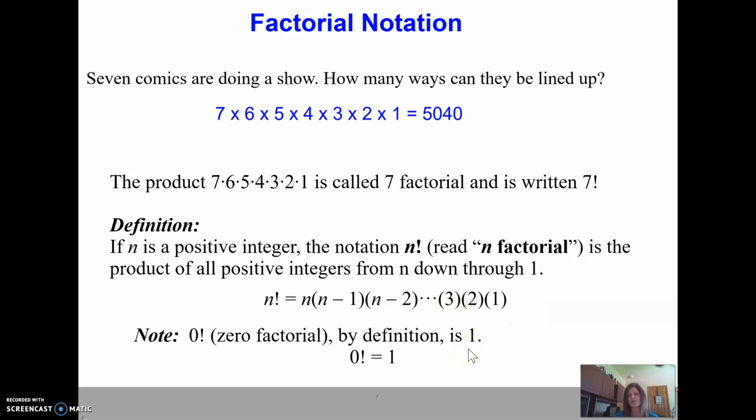And I do want to point out though, one interesting case, if you ever get a 0 factorial or see that, we define that to be 1. It's just like something raised to the 0 power, we represent as 1. There's a lot of math behind that. We won't get into it, just remember it.